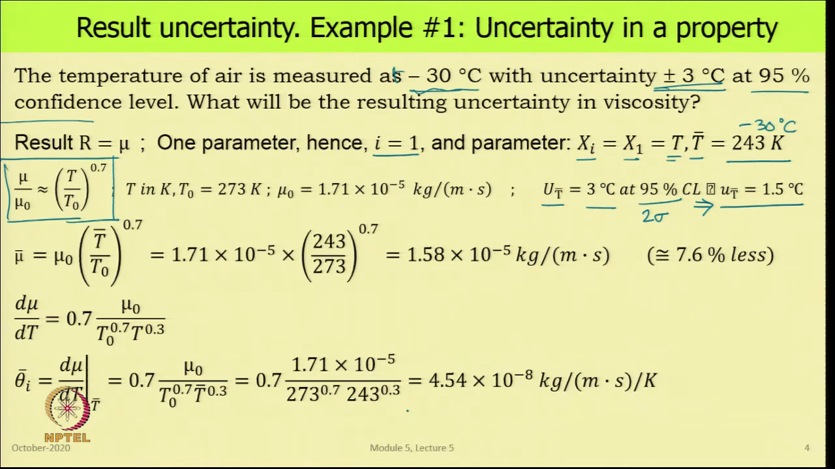Now, we follow our classical procedure. We have only one function, so we can say that u of mu bar is equal to square root of (theta_T times u_T bar) squared, since there is only one term, and this can be written as theta_T times u_T bar. So, we want to calculate now the sensitivity coefficient theta.